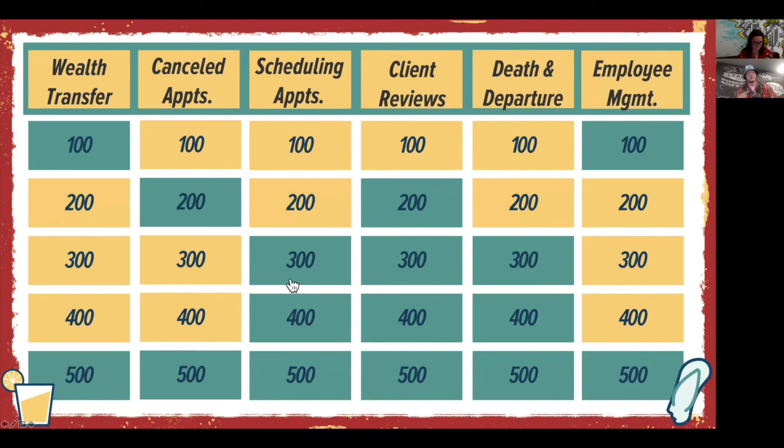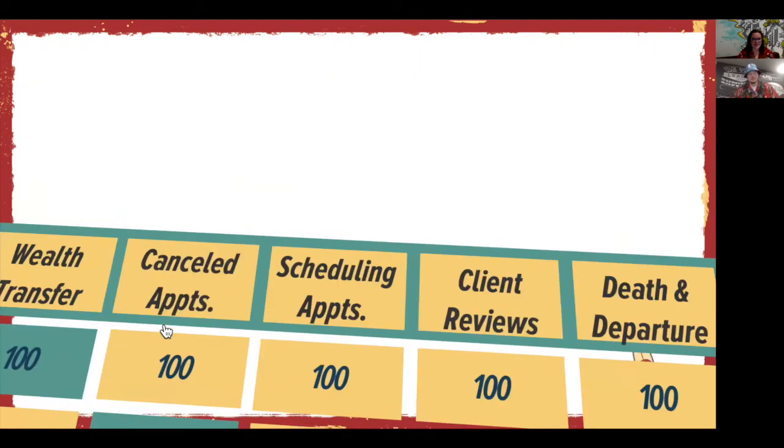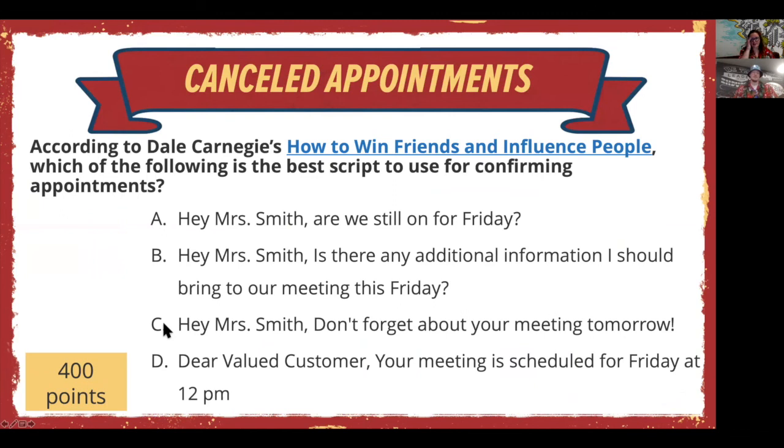Another big money question. Canceled appointments for $400. According to Dale Carnegie's How to Win Friends and Influence People, which of the following is the best script to use for confirming appointments?